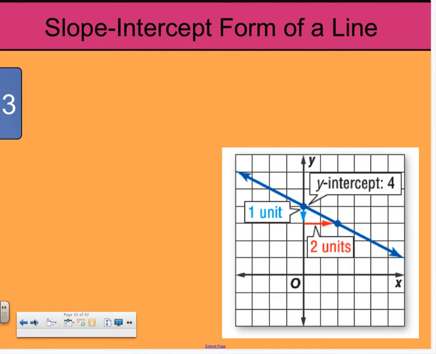Now I want you to do the same thing, except there's one more step. You actually have to find what the y-intercept is first, and then find the slope. And we're going to do it from this graph. All right? So we want to find out what the slope is. How do I find slope on a graph? Rise over run. Okay, very good.